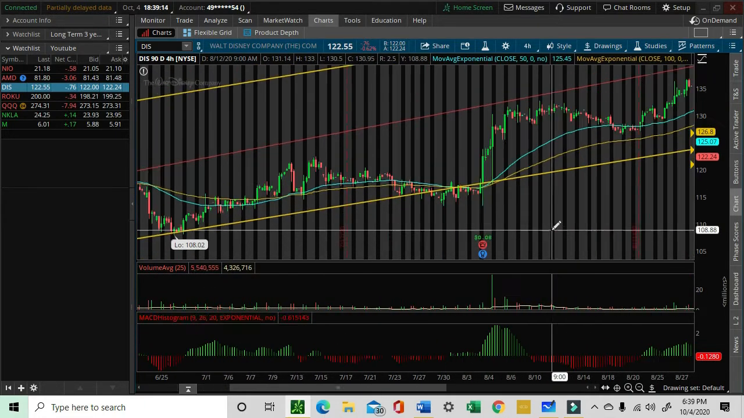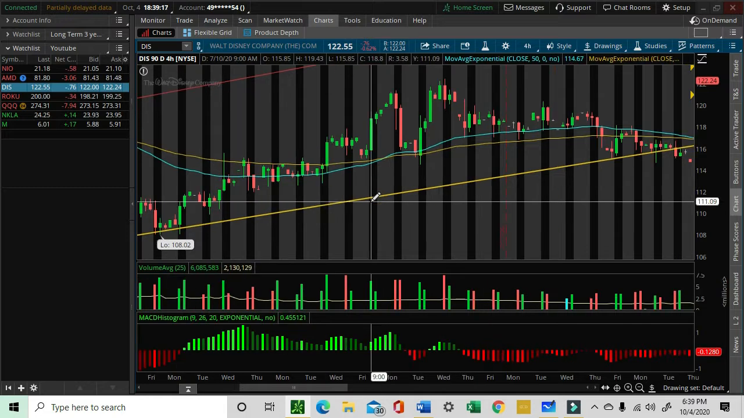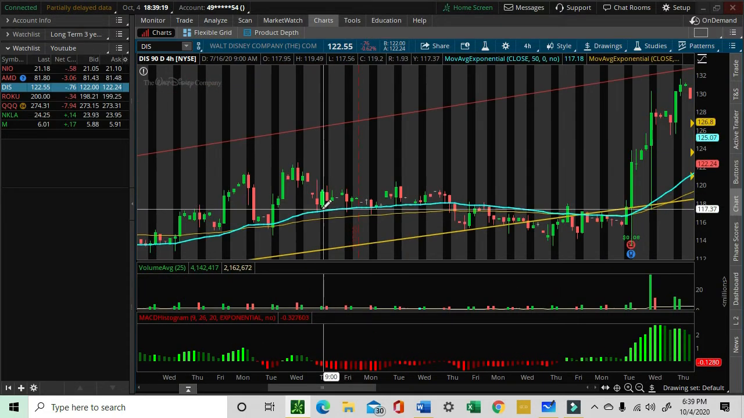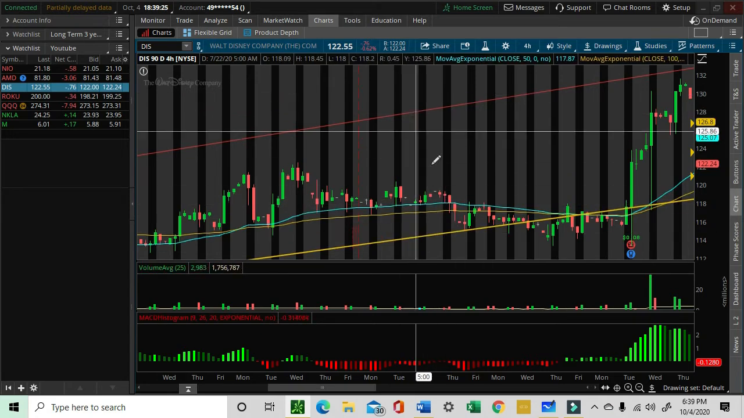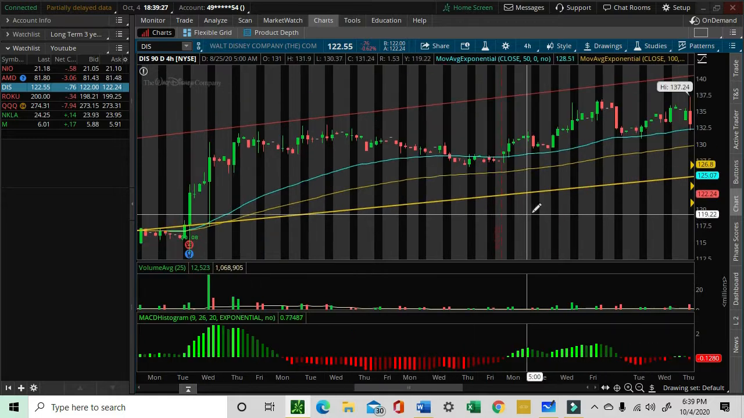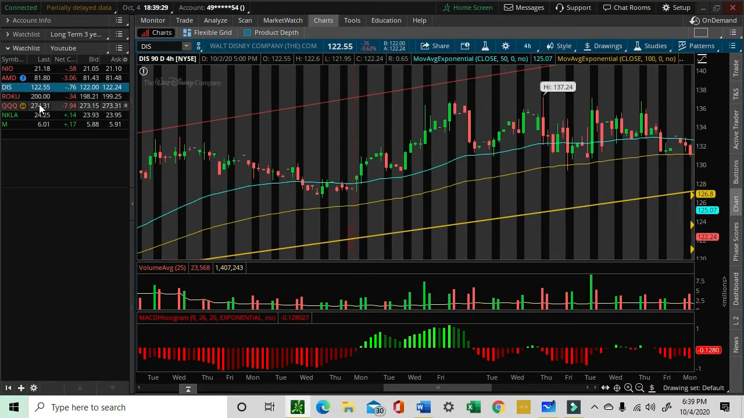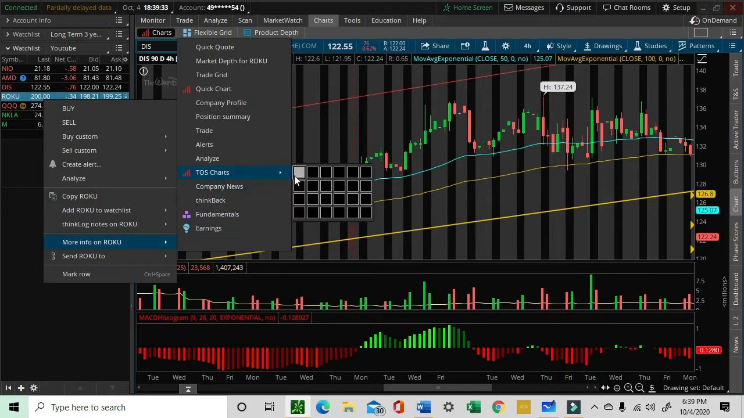Hope I'm explaining this well for you guys. So again, over here, you see how it's holding support, support, support, support. So you can also use moving averages to coincide with your support and resistance levels, in a sense, right? So if we look at, let's say, Roku, right there. Yep, it's our next one.